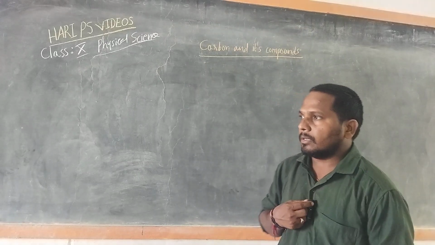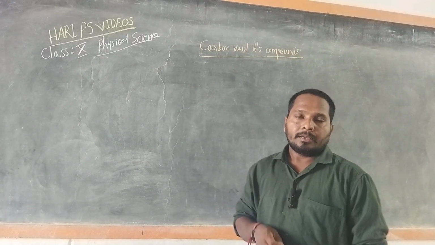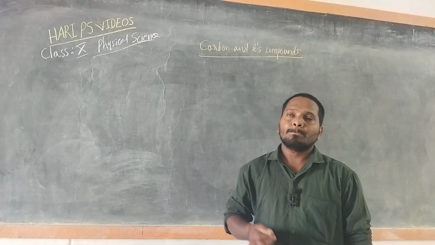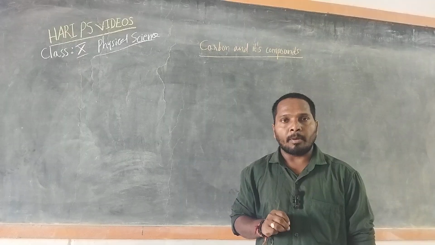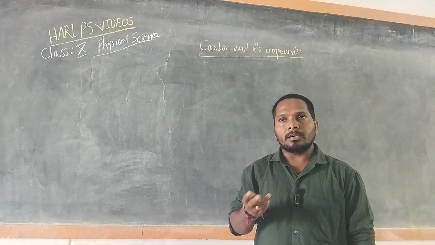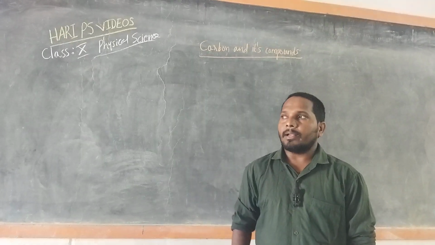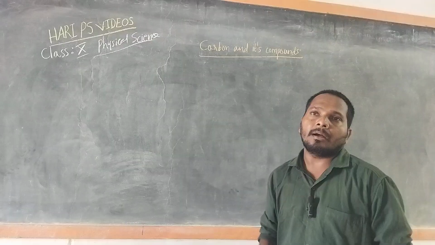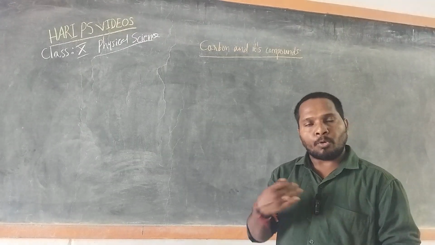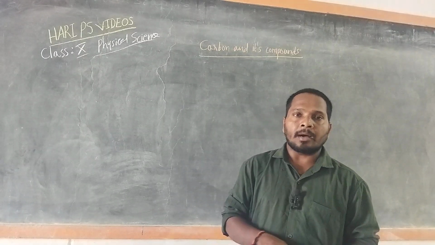In the chapter metals and non-metals, I already explained the covalent bonds. There are three types of covalent bonds, right? Single covalent bond, double covalent bond, and triple covalent bond. For understanding, please watch those videos again, or I will re-upload the covalent bond with examples.